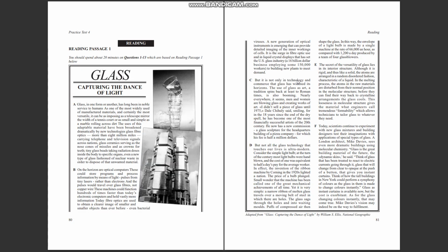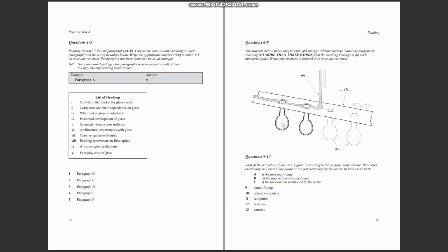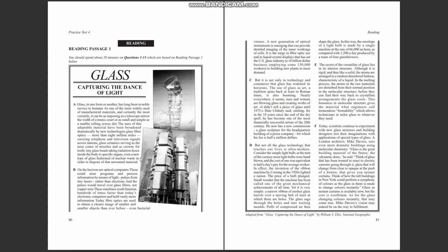If we look at this paragraph, it uses words like commerce. So commerce is related to business, and then this person became financially successful. So it is about the sale of those crafts. So I'm more inclined towards option number A, growth in the market for glass craft. Let us mark this for paragraph C with option number 1. Now let's quickly move to paragraph D.